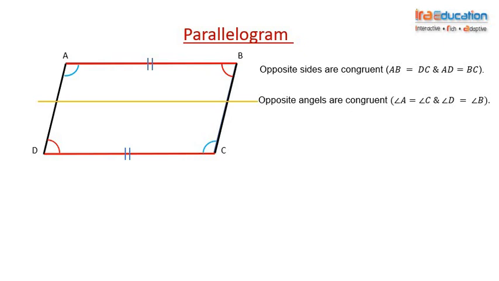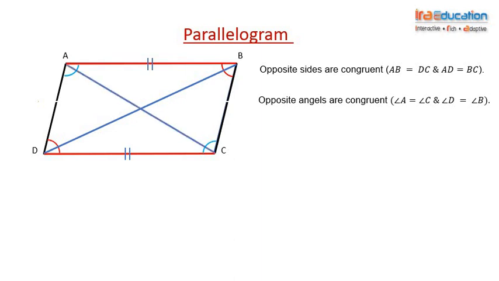Another important property of a parallelogram is its diagonals. A diagonal is a line segment that connects two non-adjacent vertices of a polygon. In a parallelogram, the diagonals bisect each other, meaning they cut each other in half. This implies AO is equal to OC and BO is equal to OD.